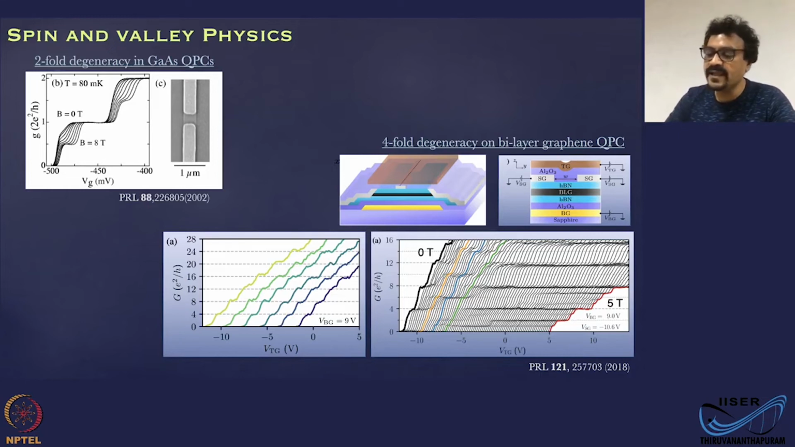So if you have spin, then you will have degeneracy 2. Then if you have valley, then you multiply spin and valley. Then you have that many states. In this case, it is 4-fold. You have 2 spin, 2 valley. Okay, that's the story so far.